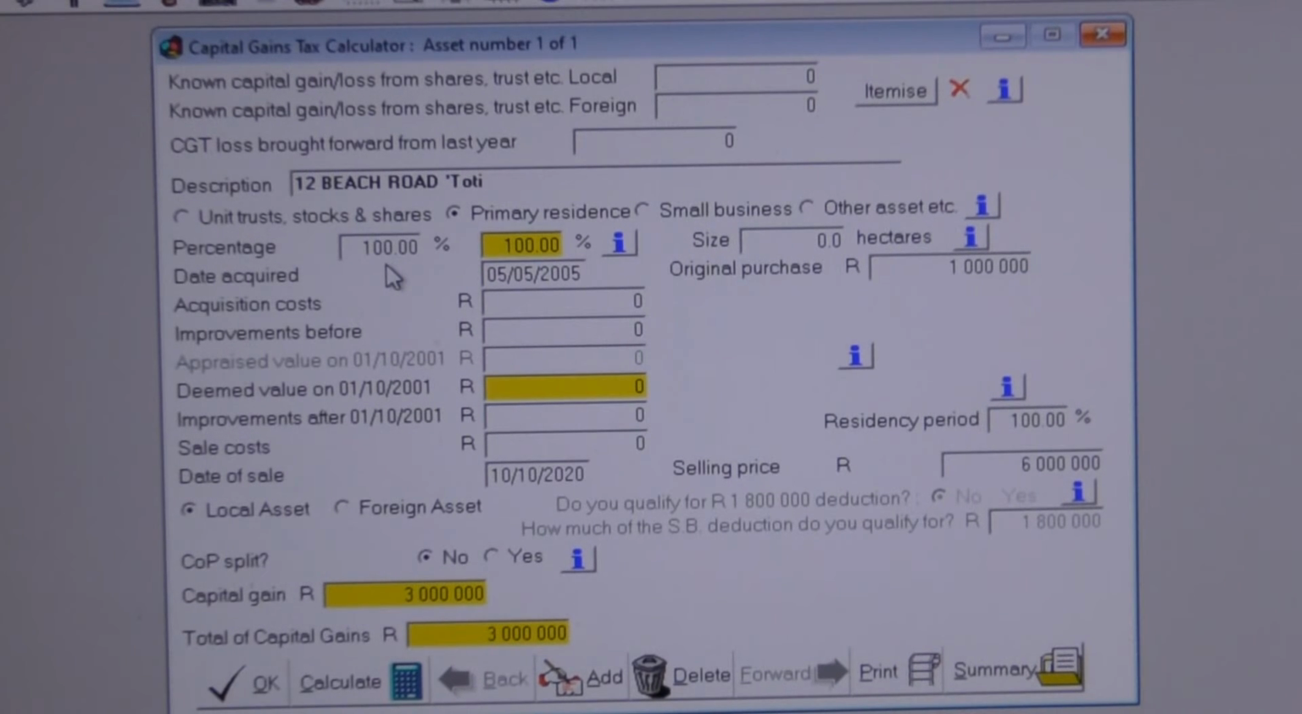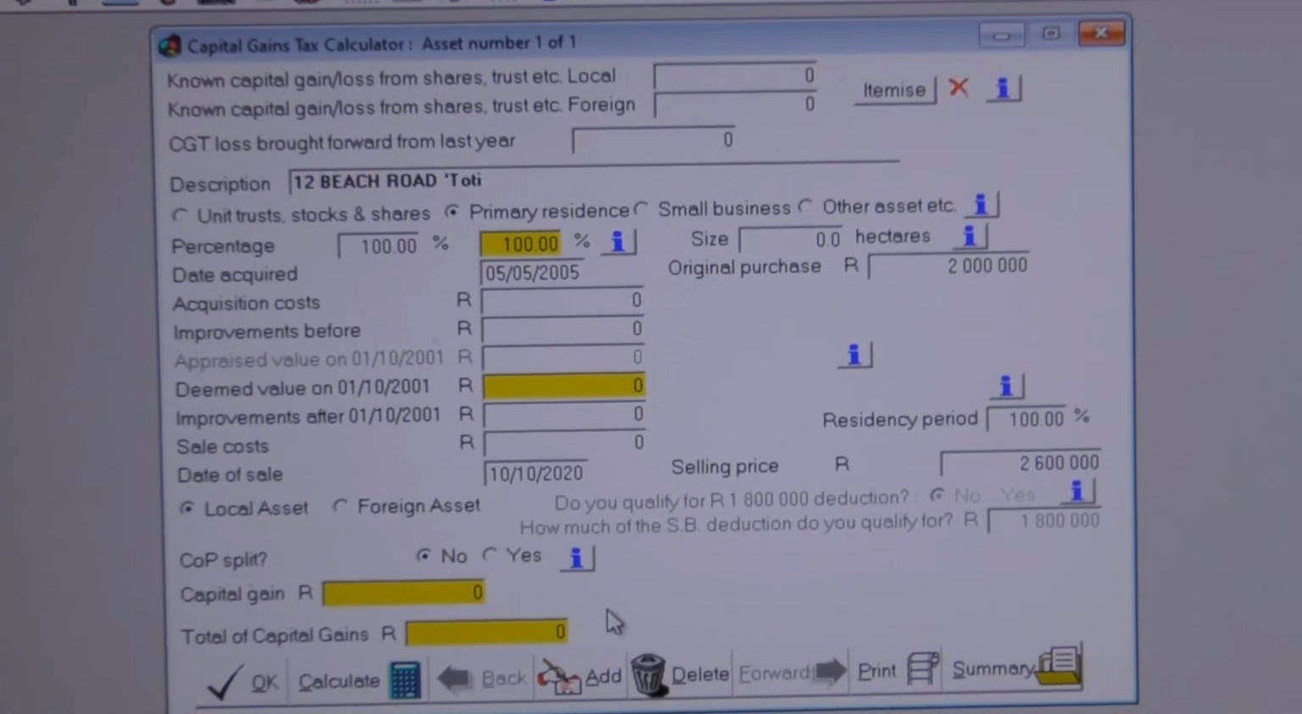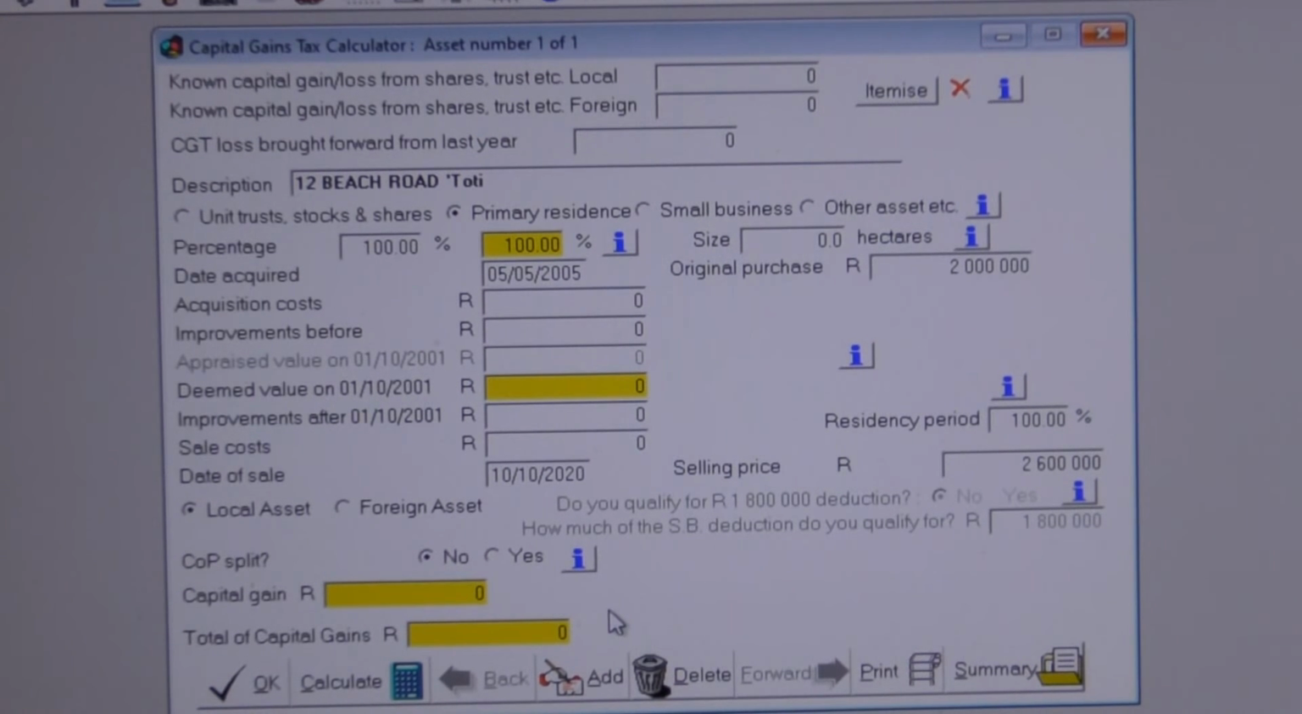Now I just want to change the partnership back to 100%. I've also changed the price. The purchase price that we paid for this, I've changed it to 2 million, and I've changed the selling price to 2.6 million. Okay, we have no gain because of the 2 million rand exemption on the profit of a primary residence. The profit is only 600,000 in this case, and the 2 million rand exemption means there's nothing in the profit to go for capital gains tax.